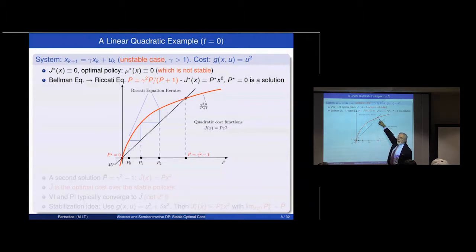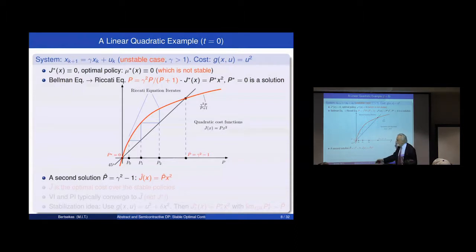But there is also another solution over here, which I call P hat. It's gamma squared minus 1. You can calculate it. And what is this solution here? It turns out that this second solution is the optimal cost of a restricted problem, restricted over just the stable policies. In other words, if you minimize, instead of over all policies, consider just the stable policies, then the optimal cost function that we get is this J hat here. And it's different than J star, and moreover, if you apply value iteration it is attracted to this J hat rather than to J star. And you can see this from this figure.